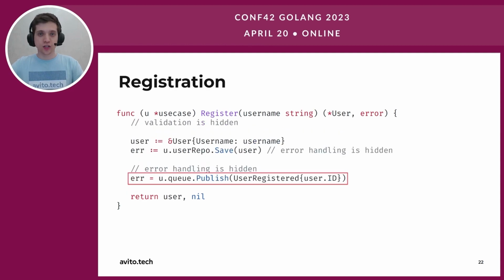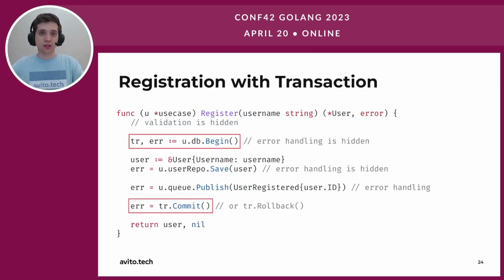Then the product tells us that we must notify the new user about registration. For that purpose, we publish a message in a queue. However, we can catch an issue when the queue goes down. We save data in the database and lose the message. This situation is unacceptable for us.